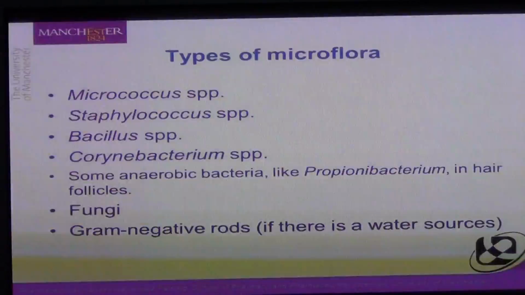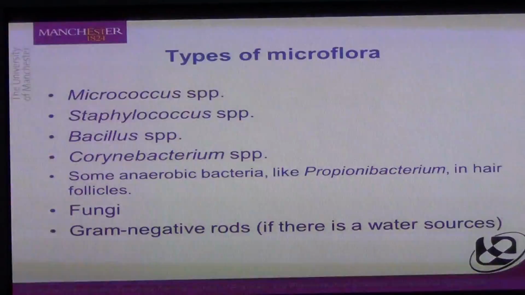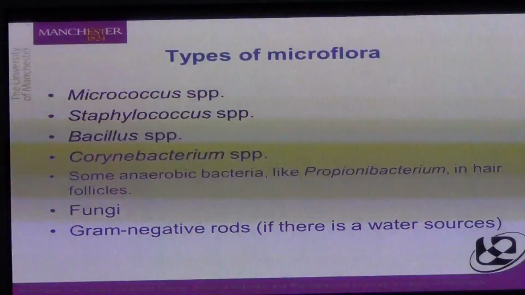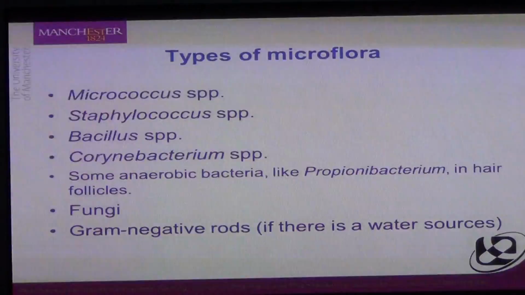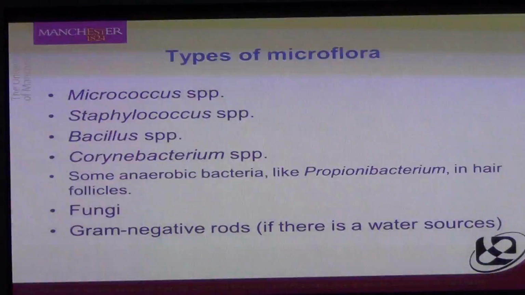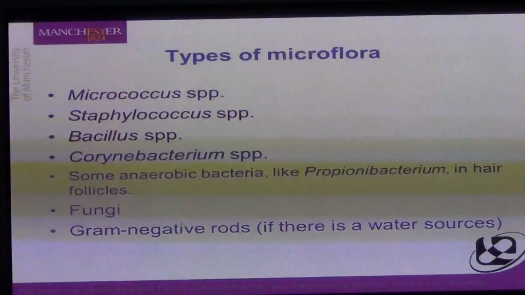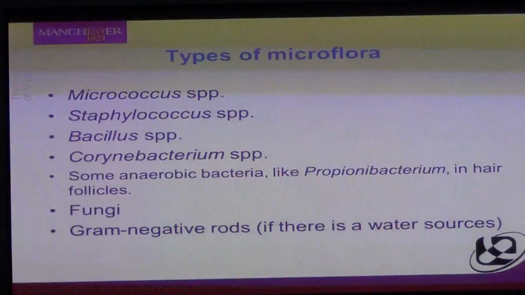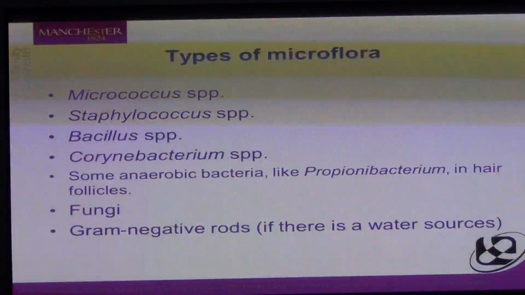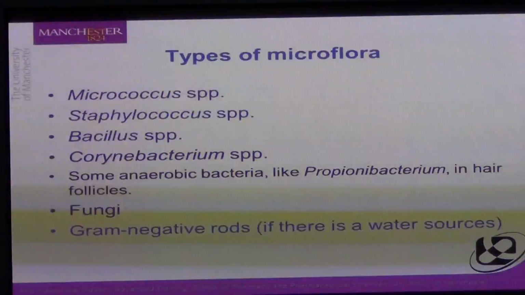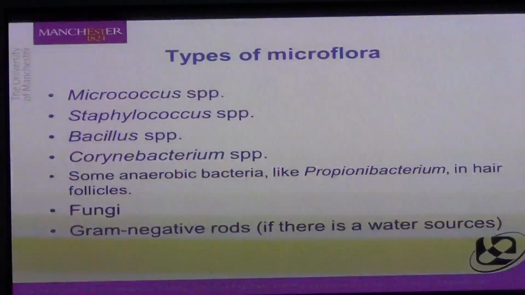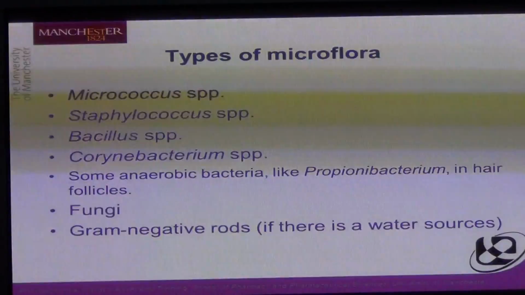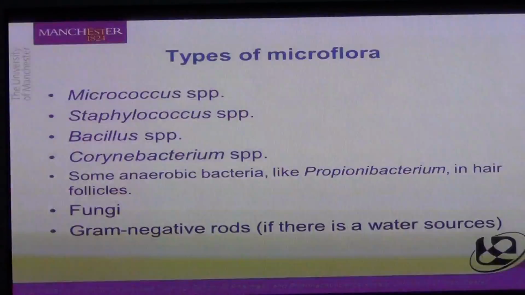There'll be some anaerobic bacteria like Propionibacterium, which are common to hair follicles and are found in relatively high density on the forehead. There will be some fungi, particularly a low number of yeast like Candida, and then a number of filamentous fungi like Trichophyton, Aspergillus and Penicillium. There'll also be gram-negative rods in the clean room if there's a water source. Gram-negative rods are not something you want to find in aseptic filling areas, but in earlier areas where there are wash bays, you will get some.